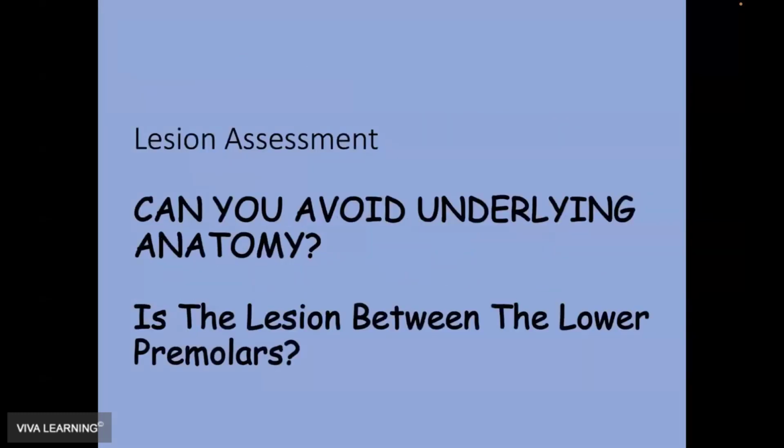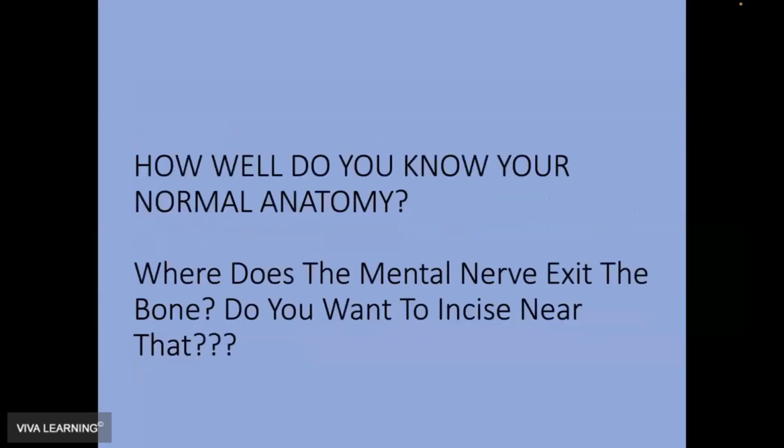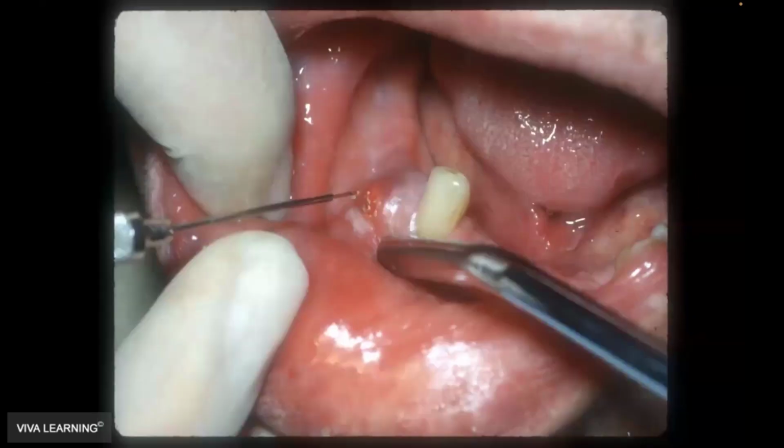Can you avoid underlying anatomy? Is the lesion between the lower premolars? Well, how well do you know your normal anatomy? Where does the mental nerve exit the bone? Between the lower premolars. Do you want to incise near the lower premolars? Maybe not. You don't want to end up with nerve damage if you incise too deeply near the mental foramen. So I'm just doing an IND here, but this is an area I'd have to be very, very careful with because it is near the mental foramen. If I was to biopsy, I would have to take special precautions, make certain that I do not interfere or get anywhere near the mental nerve.